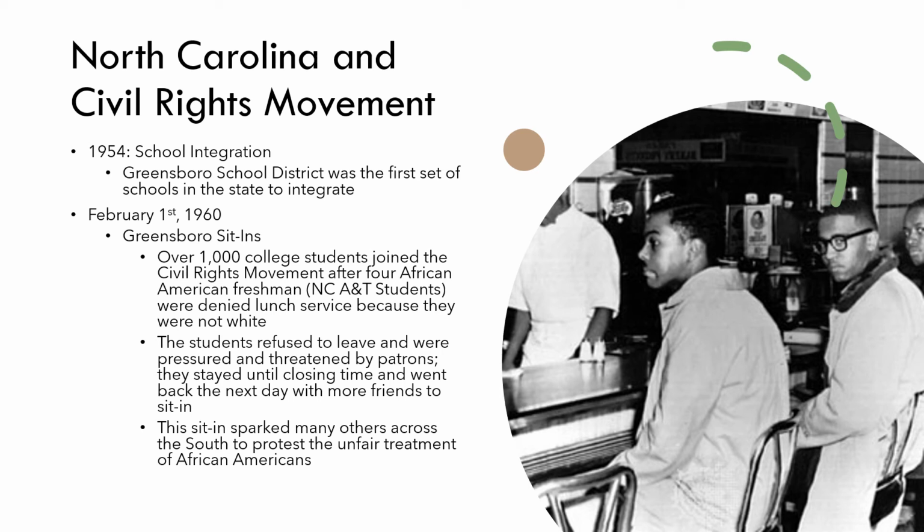On February 1st, 1960, the Greensboro sit-ins happened. And what happened was four African American college students at North Carolina A&T were denied lunch service at a restaurant, and it was because they weren't white. And so they said, "Excuse me, we deserve to be served just like any other customer in your restaurant." And they didn't leave the restaurant until the store closed. And then they said, "You have to get out of here."